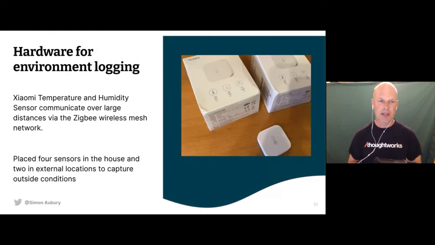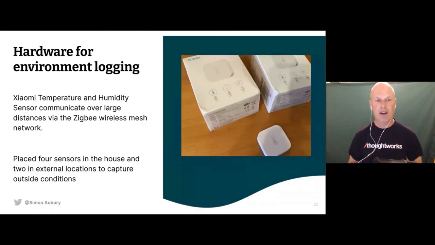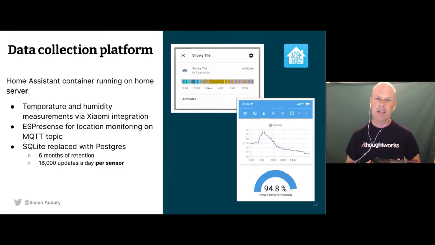But I also want to capture some other data. I want to capture things like temperature and humidity, and I want to have that data around the house, in the house, and outside the house. So I used a number of Zigbee-based devices just to capture the environmental conditions. So in short, I'm capturing location and I'm capturing environmental conditions to actually start building up that picture of where Snowy's been. And then I needed a data collection platform.